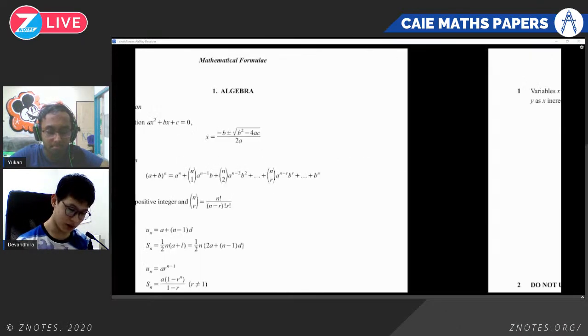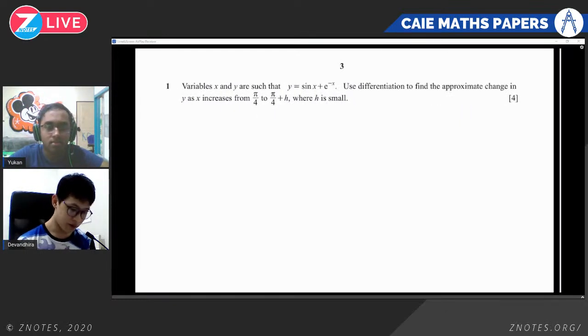So let's head for the first question. Variables x and y are such that y is equal to sin x plus e to the power of minus x. Use differentiation to find the approximate change in y as x increases from pi over 4 to pi over 4 plus h, where h is small.